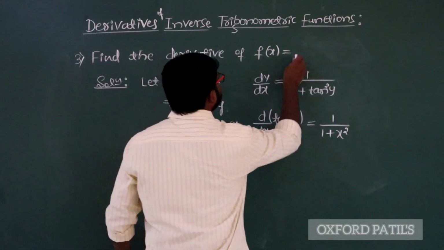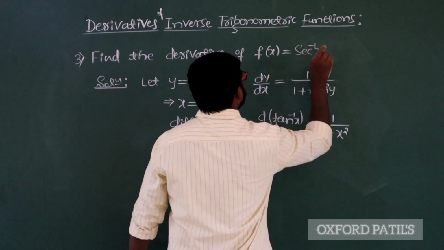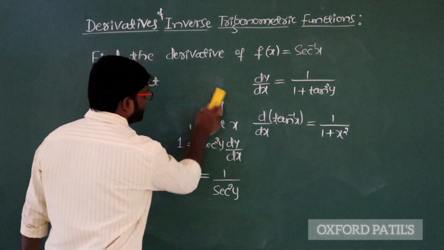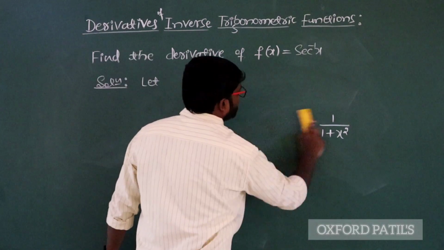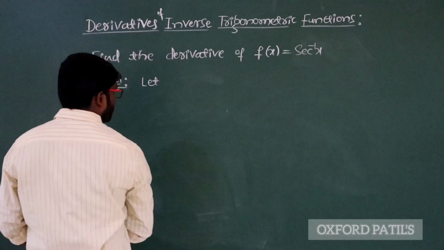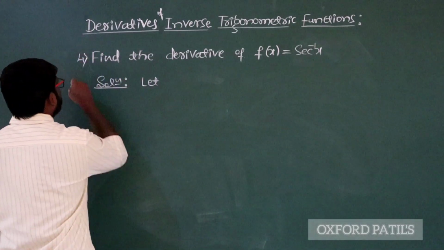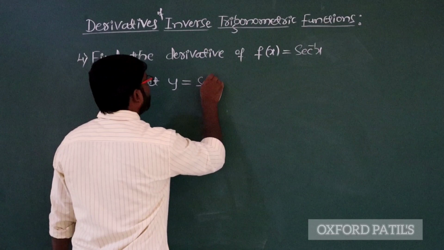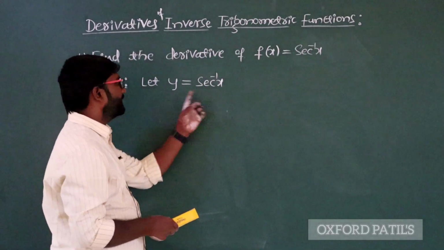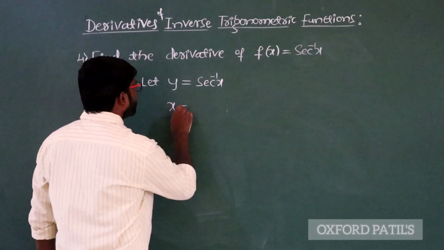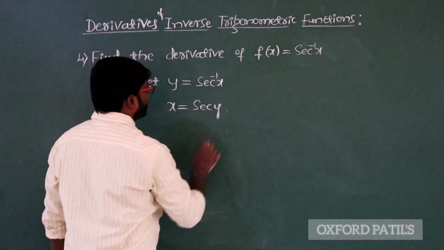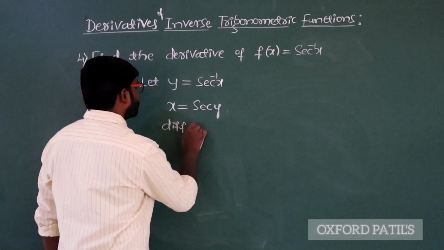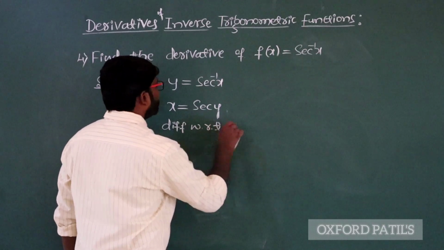The next one is to find the derivative of secant inverse x. Fourth one, find the derivative of secant inverse x. Let y equal secant inverse x. From this, x will be secant y. So this implies x becomes secant y. Differentiate both the sides now, with respect to x.